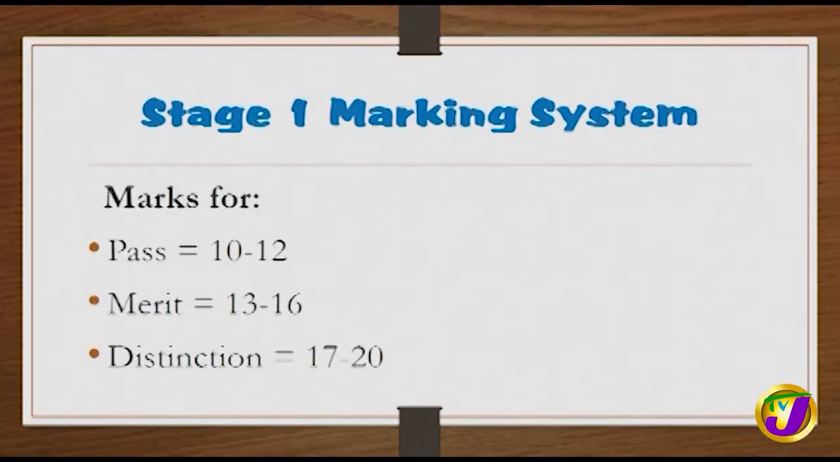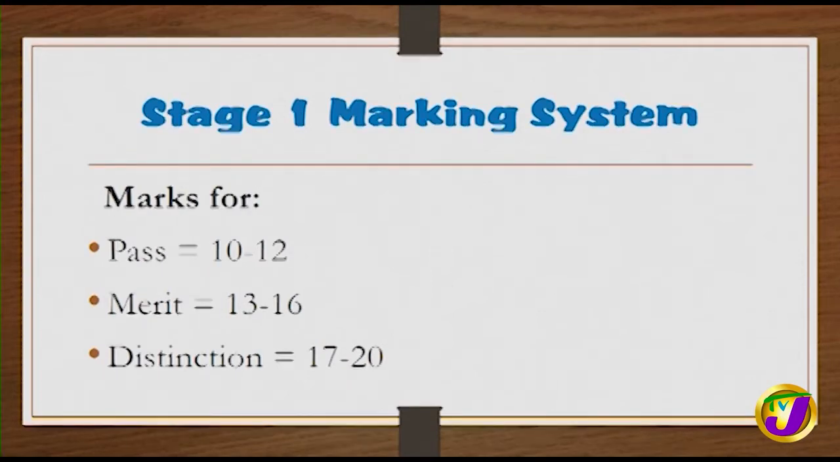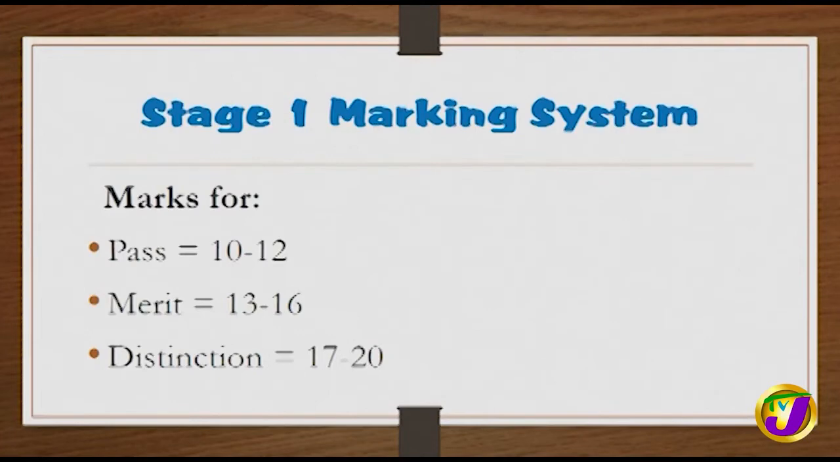Now let's look at the stage 1 mark scheme, or grading system, for the speaking and listening exam. If you score between 10 to 12, you would have earned a pass for the speaking and listening component. If you score between 13 and 16 marks, you would have earned a merit. And if you scored between 17 and 20, you would earn a distinction. The highest you can get at stage 1 is 20 out of 20, and that will earn you a distinction for the speaking and listening.